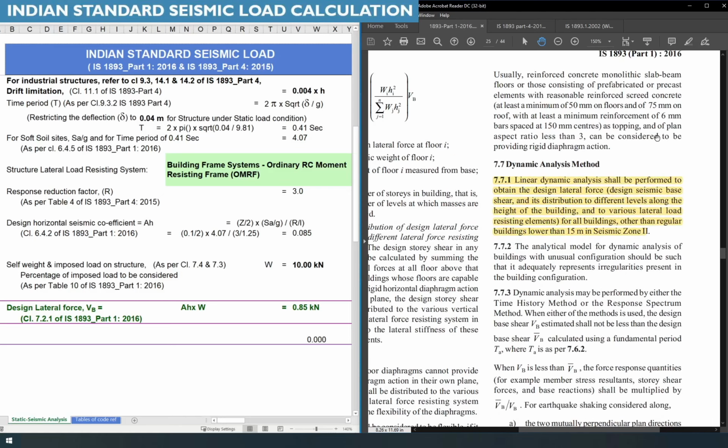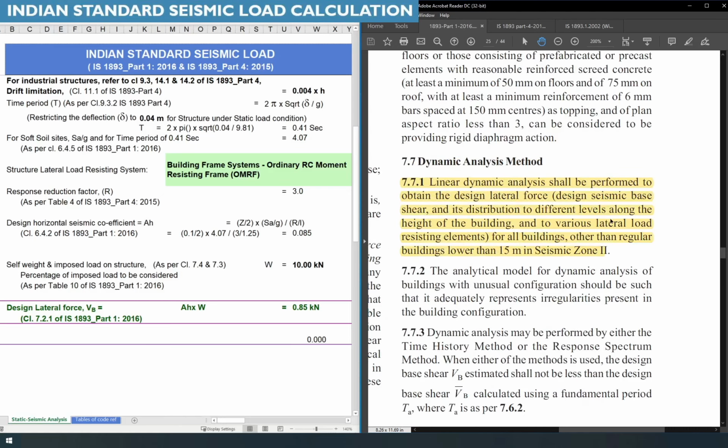Clause 7.7.1 states that a linear dynamic analysis shall be performed to obtain the design lateral force, that is the design seismic base shear, and its distribution at different levels along the height of the building and to various lateral load resisting elements, for all buildings other than regular buildings lower than 15 meter in seismic zone 2. So other than regular buildings lower than 15 meter in seismic zone 2, we have to go for dynamic analysis. So for a regular building lower than 15-meter height in seismic zone 2, we can go for the static method.